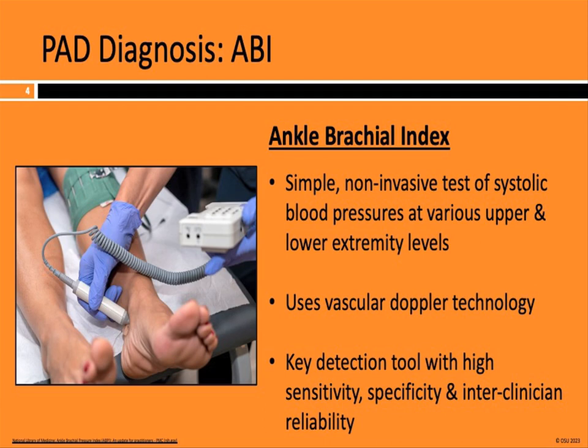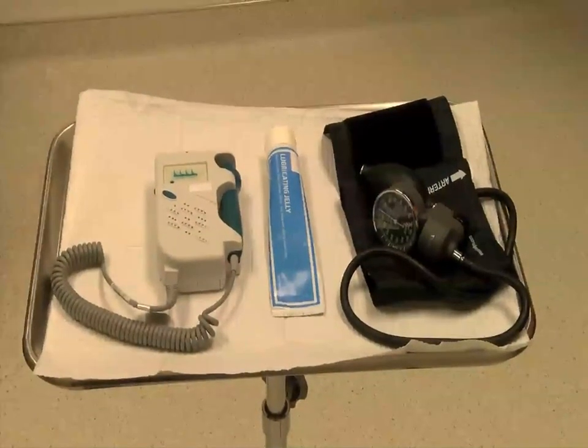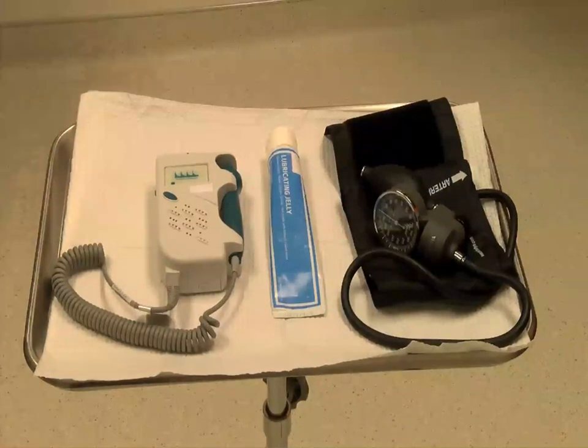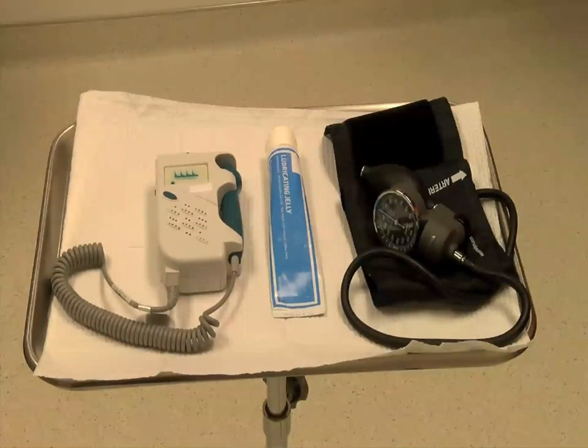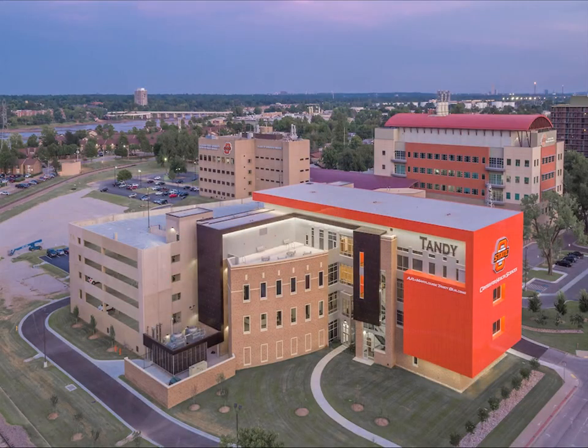Now let's examine how the ABI measurements are taken. To perform the ABI calculation, you will need a simple handheld vascular Doppler machine, some ultrasound gel, and an appropriately sized blood pressure cuff. Please allow me to introduce Dr. Amanda Kane, a board-certified emergency physician and assistant professor at the Oklahoma State University College of Osteopathic Medicine.